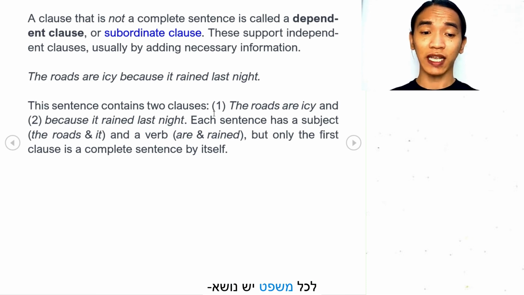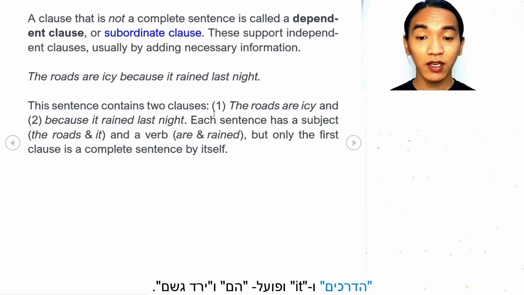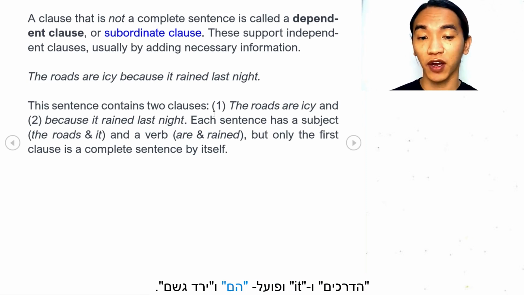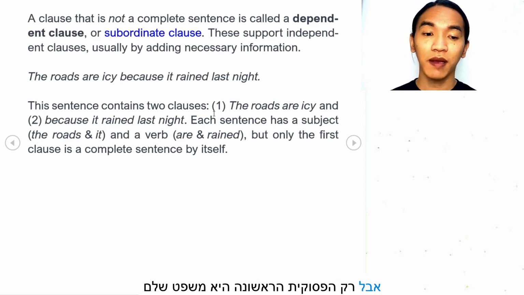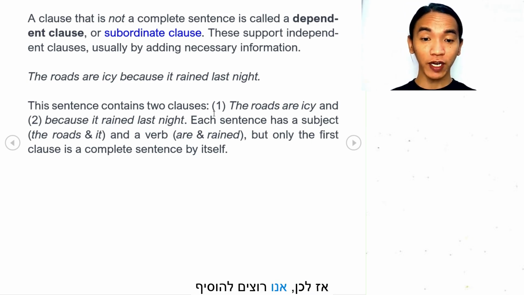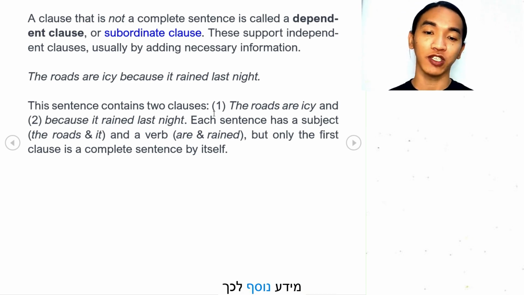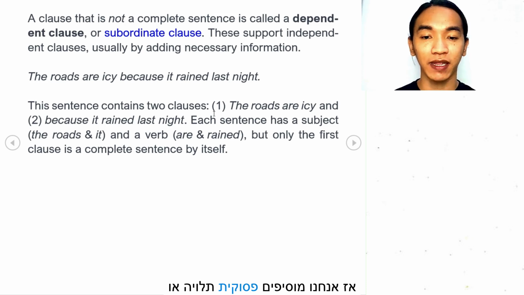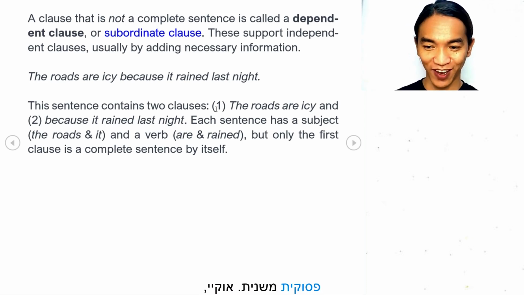So each clause has a subject, the roads and it, and a verb, are and rained. But only the first clause is a complete sentence by itself. The roads are icy. Okay, so therefore, we want to add more information to it. So we add a dependent clause or a subordinate clause.